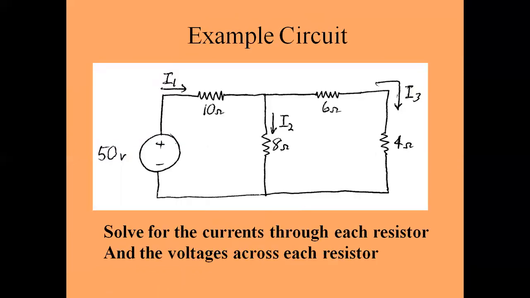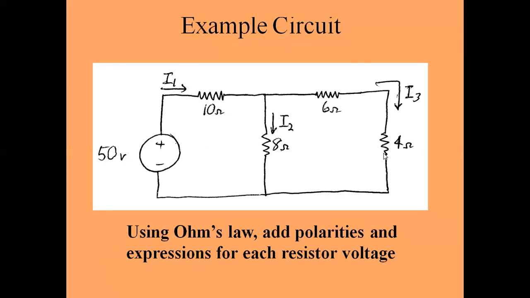Now the next example is given. Solve for the currents through each resistor and the voltage drop across each resistor. You have to find the currents flowing through the branches, that is I1, I2 and I3, and also the voltage drop across the 10 ohm resistance, the 8 ohm resistance, and the 6 ohm and 4 ohm resistances. Let us begin. Using Ohm's law, add polarities and an expression for each resistor's voltage. Here across the 10 ohm resistor, the current flowing is I1.